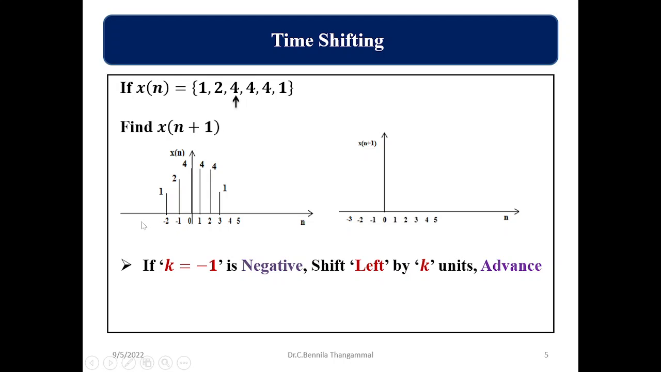So from minus 2 it becomes shifted to minus 3. From minus 3 it's going to be 1, 2, 4, 4, 4, 1. So x of n plus 1 is 1, 2, 4, 4, 4, 1. Where n equal to 0 is going to be the second 4 here, right? So for the second 4, the value of n is equal to 0. This is your x of n plus 1.